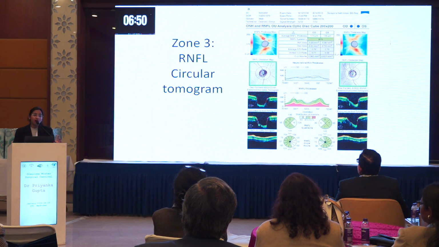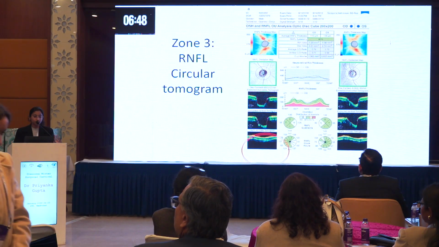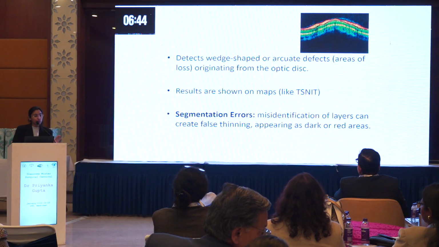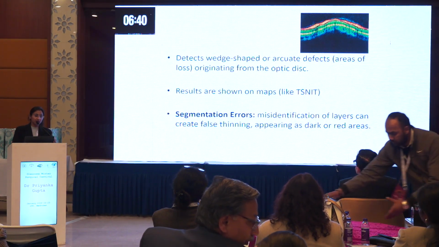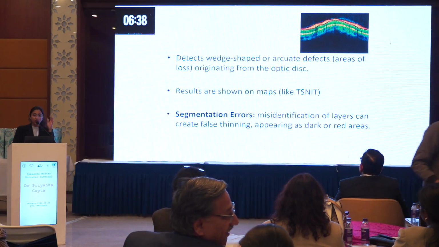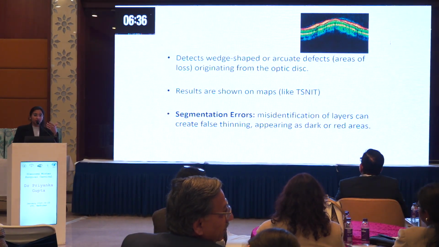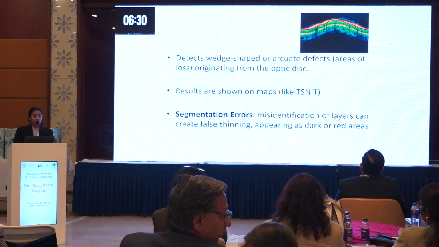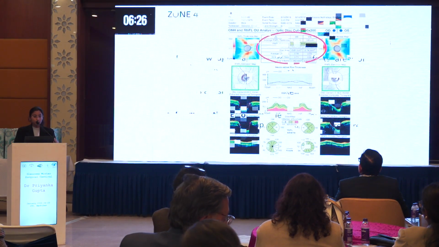Similar to that, we have an RNFL circular tomogram also. Here, you can detect the wedge-shaped or the arcuate defects. Basically, you can pick up the segmentation errors again. If there's a drusen, the machine would not pick up the scan below that area, so it will again flag it as red. So a normal-looking RNFL would become an abnormal one.